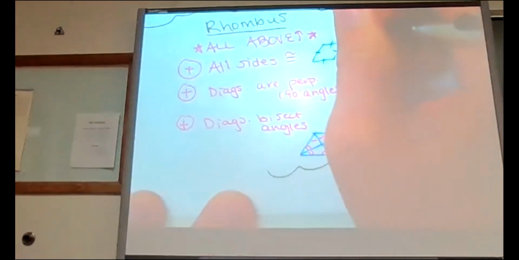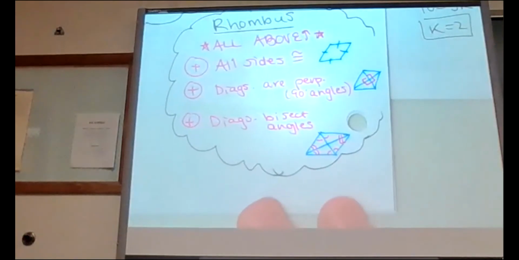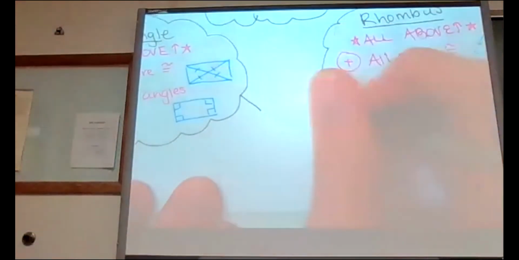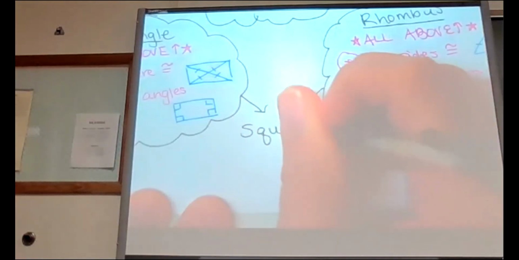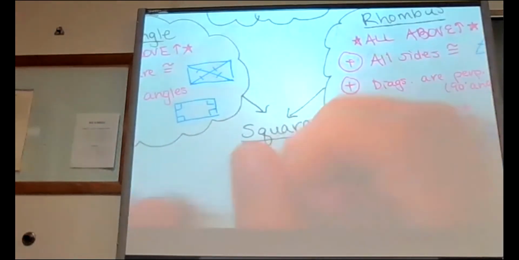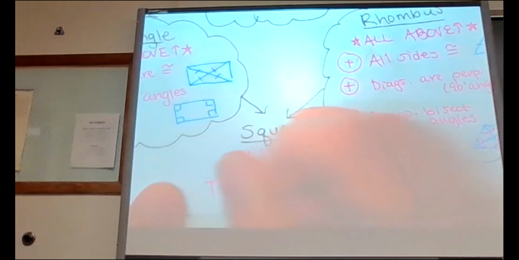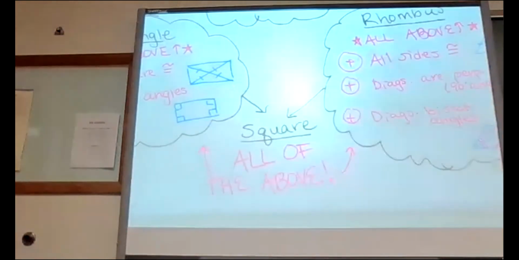So now our family is grown. We have our rhombus and our rectangle. And the rhombus and the rectangle together give us our square. And now I'm just going to write this: all of the above. Okay, everything that's above, anything we just listed, is going to be true for the square. Okay, all of the above.